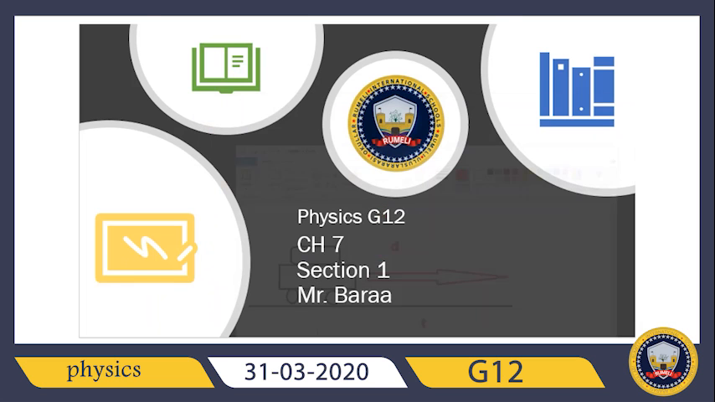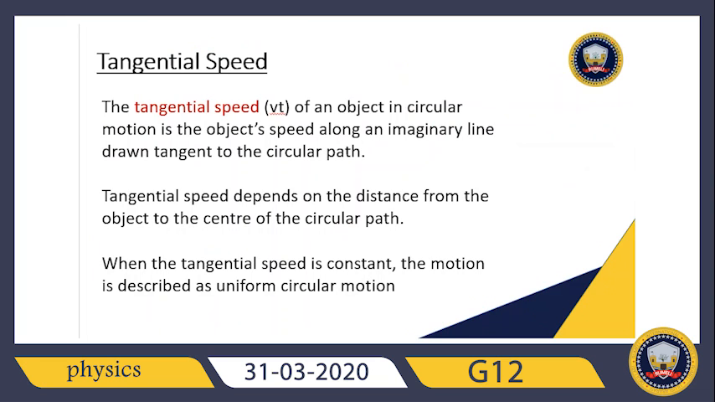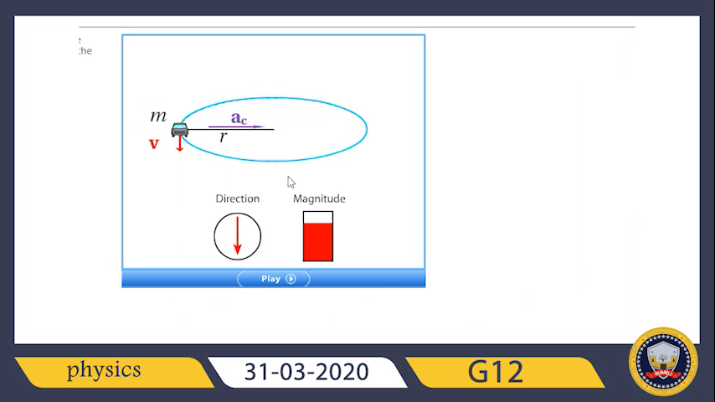But today we'll start with circular motion. First of all, in circular motion, we have tangential speed or tangential velocity, Vt. For example, here we have a circular path, with a car moving in a circle. That means at any point on the circle, we have tangential speed.